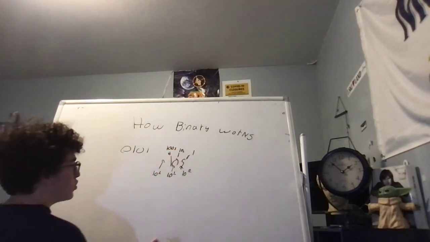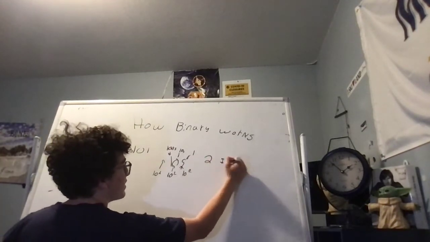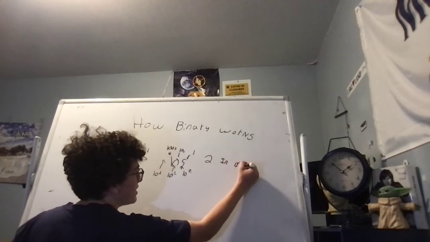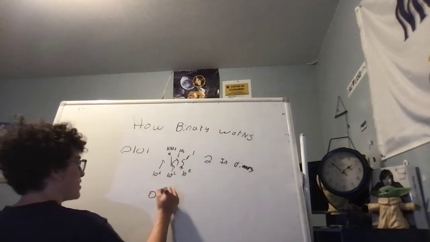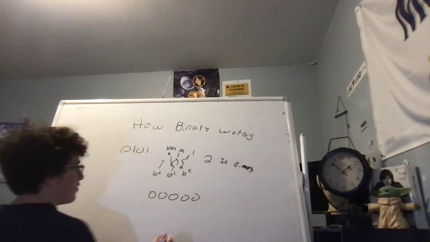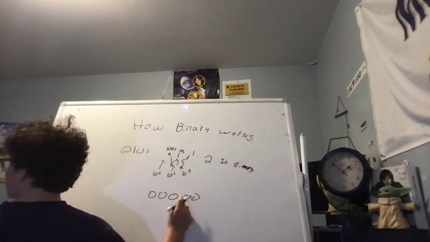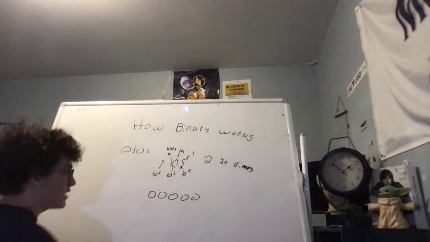So what if we want to do a smaller number? What if we want to represent 2 in binary? For example, 2 in binary. So what we could say is, we'll set up the same type of system where we'll have a bunch of zeros, and this will be something to the 0th power, this will be something to the 1st power, this will be something to the 2nd power, 3rd power, 4th power, etc.